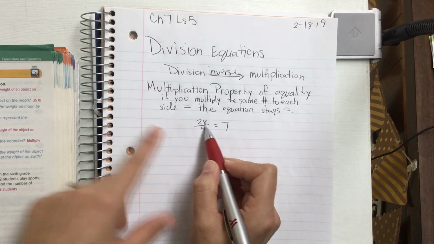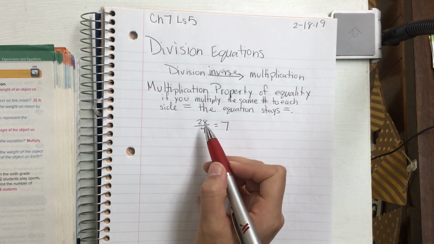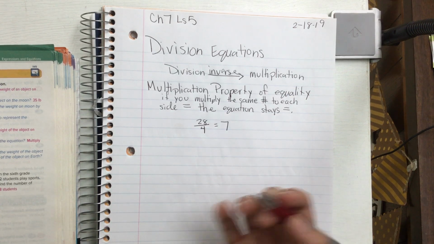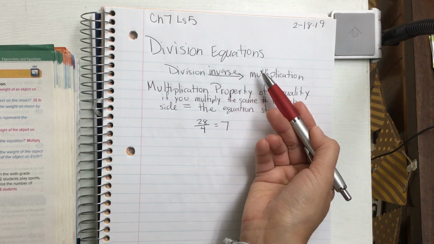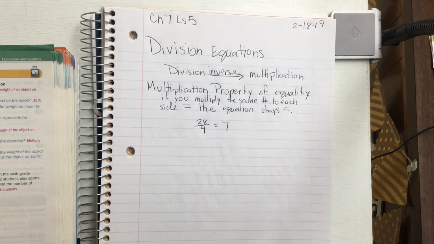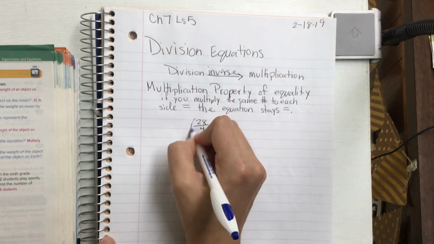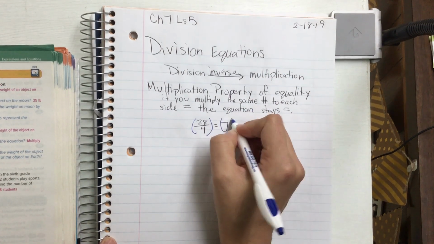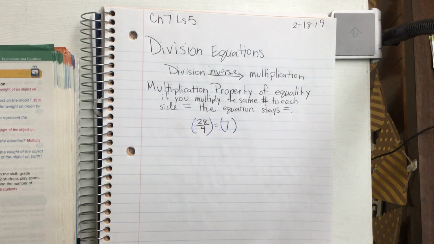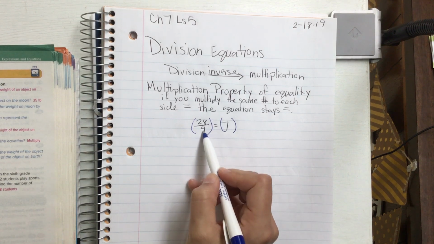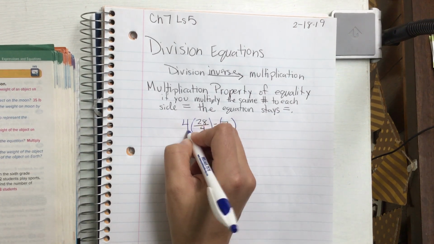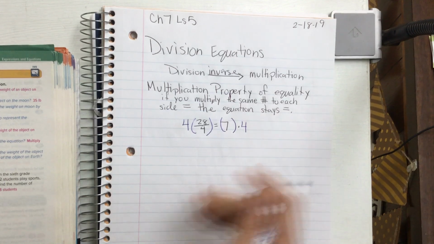Well, there's division here. We showed division with a fraction bar. So to get rid of division, I use its inverse, which is multiplication. So what I'm going to do to show that is I'm going to put parentheses around what I currently have on both sides. That's an important step I need you to do. Then when we see divided by 4, I'm just going to say times 4. Okay?